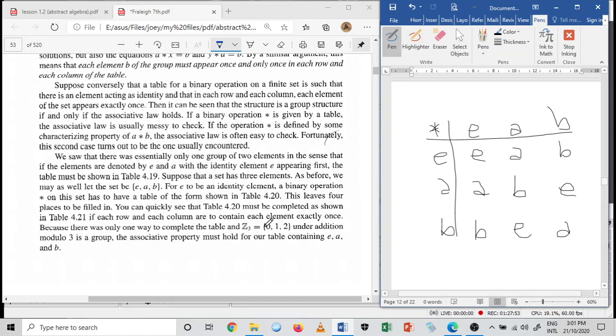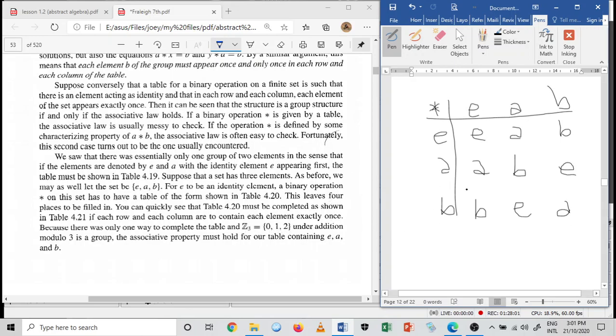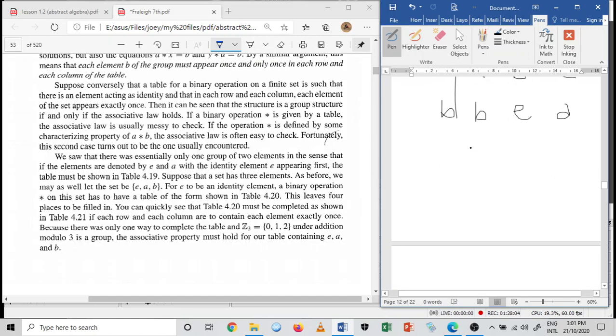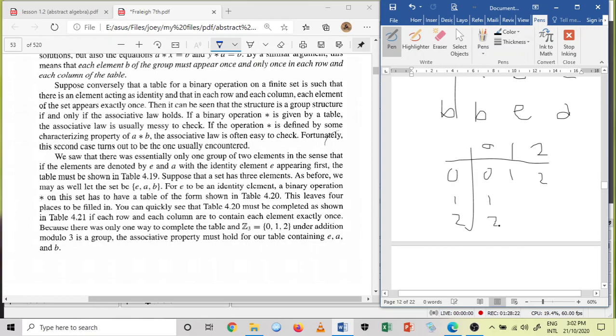Actually, that is just the same as the group addition modulo 3, C3. Okay, if we recall such a group, we have 0, 1, and 2. 0 is the identity, so this is 0, 1, 2. 1 plus 0 is 1, 2 plus 0 is 2, 1 plus 1 is 2, 1 plus 2 is 0, 2 plus 1 is 0, 2 plus 2 is 1.